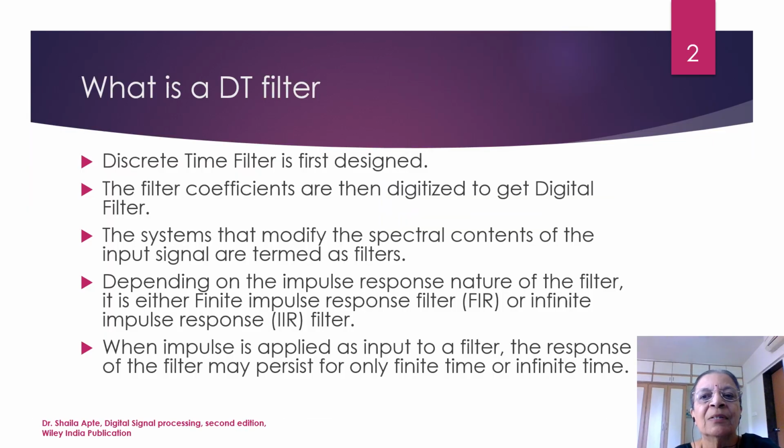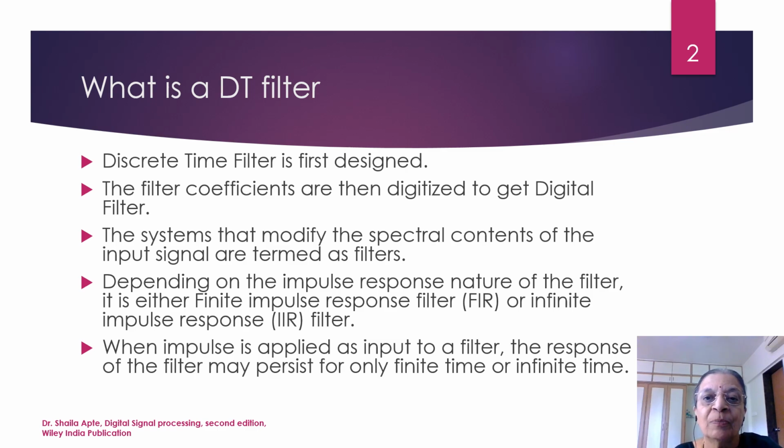So firstly, we'll understand what is a DT filter. DT filter means discrete time filter. We'll be designing a discrete time filter, and then we'll be digitizing the filter coefficients to get the digital filter. Now, the system that will modify the spectral contents of the input signal will be called the filter. So, filtering is the filtering of the spectral contents.